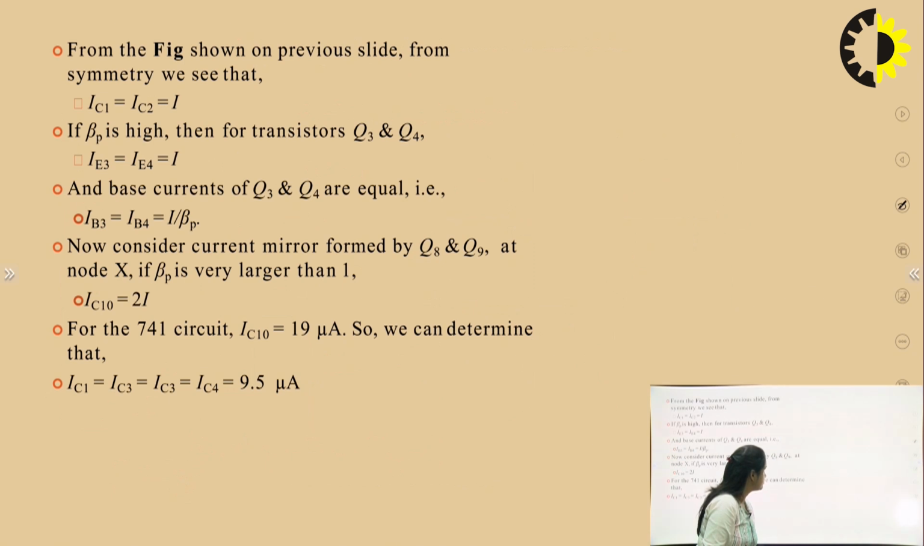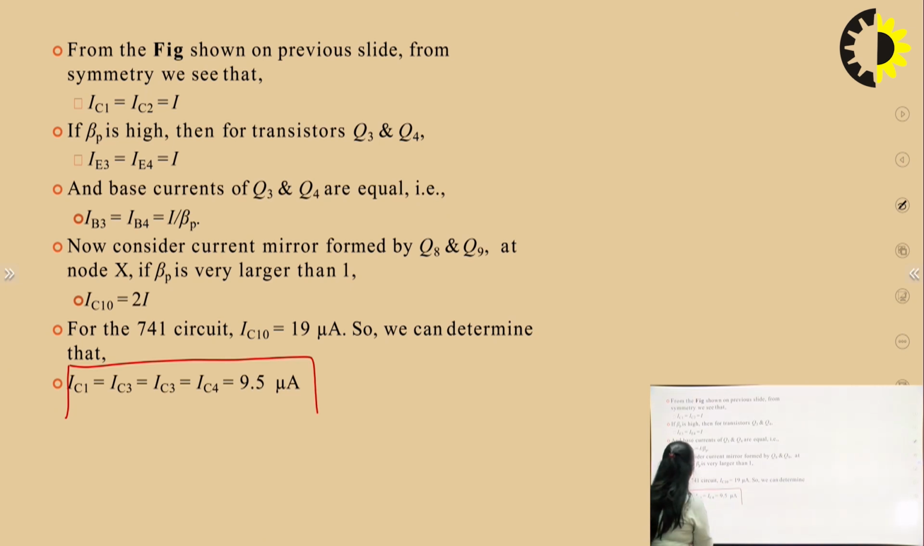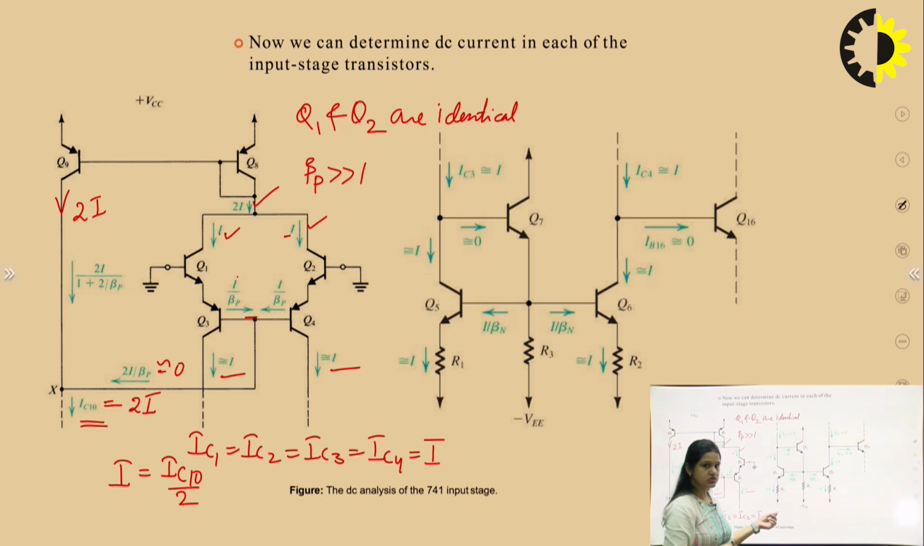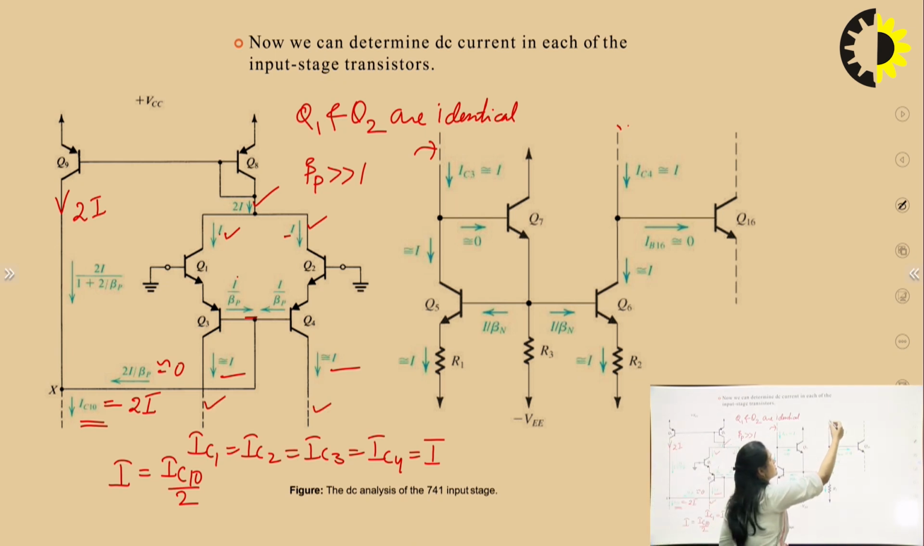You can see from this slide, this value we have calculated, that is 19 by 2, 9.5 microamperes. Now to calculate the value of IC5, 6 and 7, let's have a look at the circuit, this load circuit. Here this dotted line is connected with this dotted line, and this dotted line is connected with the collector of the Q6 transistor. So that means the collector of Q3 is connected with the collector of Q5, and the collector of Q4 is connected with the collector of Q6.